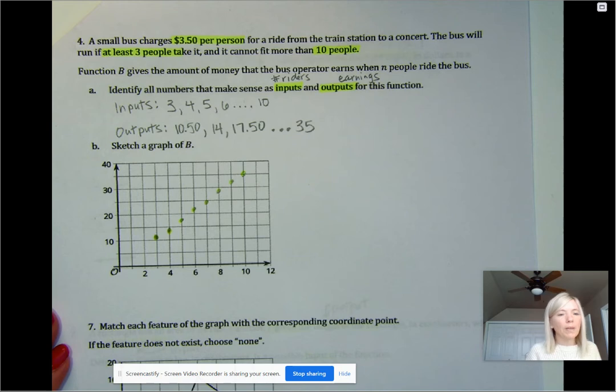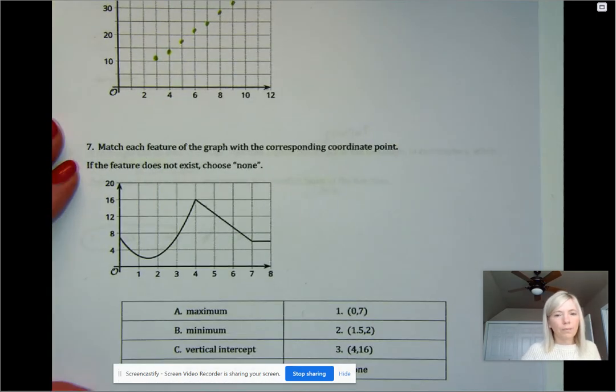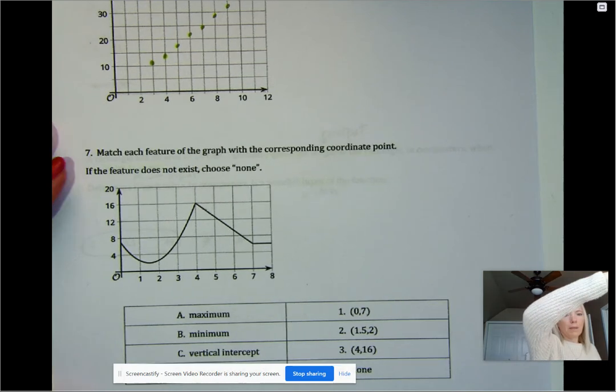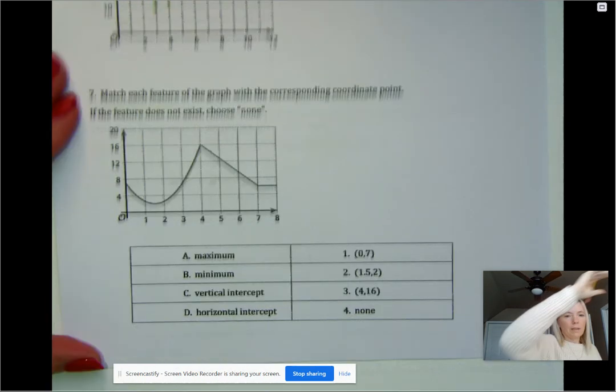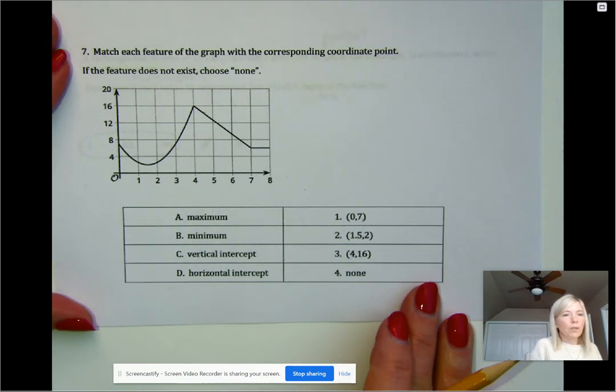All right, we're almost done here. We're ready for number 7. Get my camera to catch up. There we go.